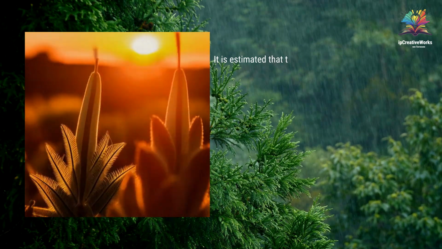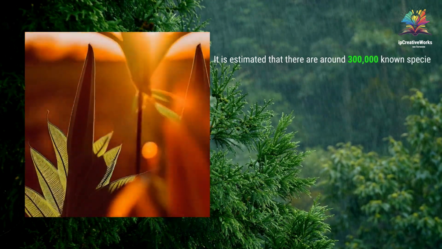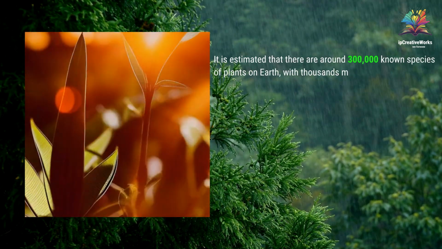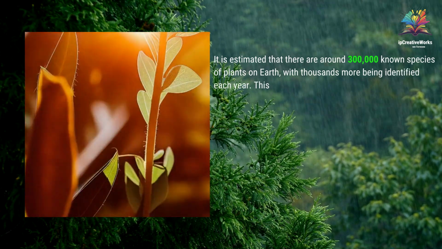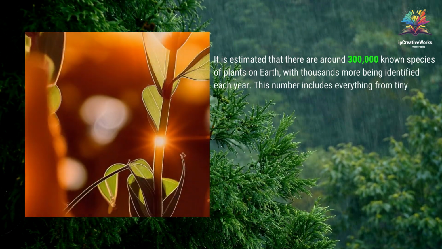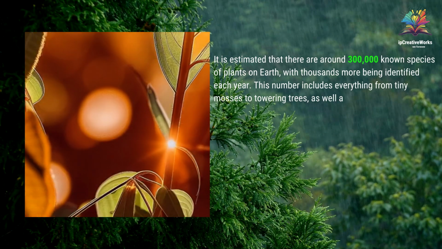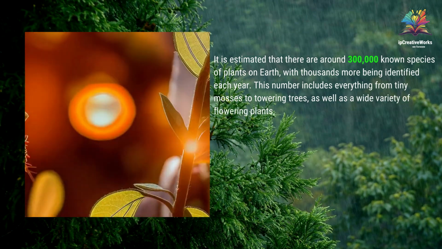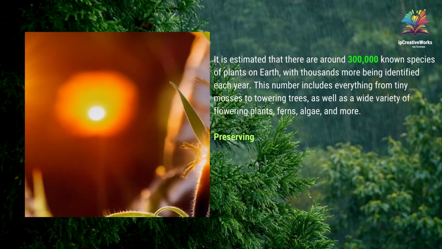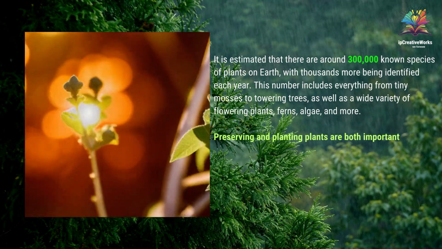It is estimated that there are around 3 lakh known species of plants on Earth, with thousands more being identified each year. This number includes everything from tiny mosses to towering trees, as well as a wide variety of flowering plants, ferns, algae, and more.